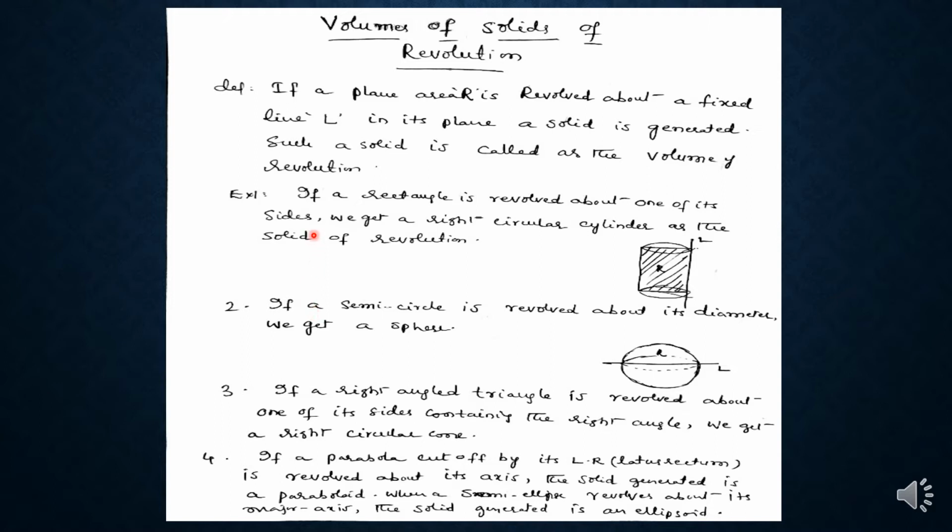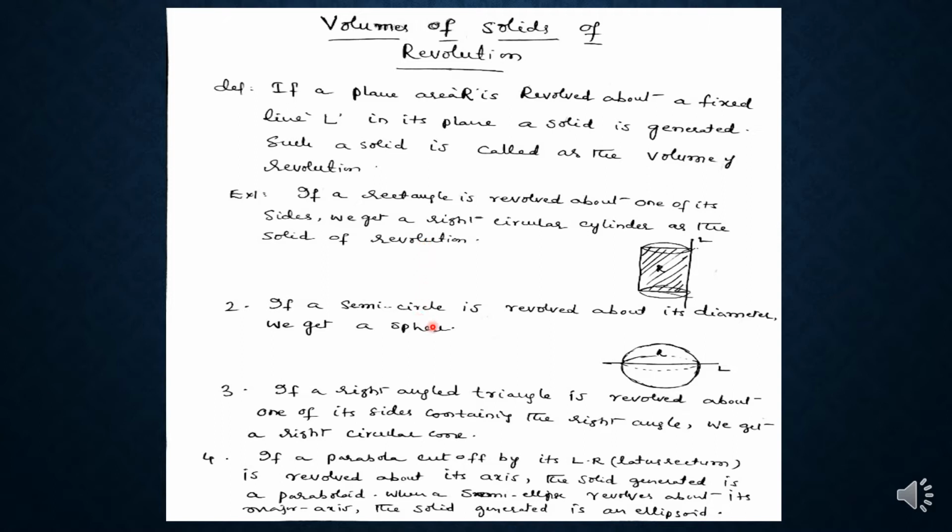If a plane area R is revolved about a fixed line L, a solid can be generated. We can imagine that solid. Such a solid is called the volume of revolution. For example, if a rectangle is revolved about one of its sides, we get a right circular cylinder as the solid of revolution.